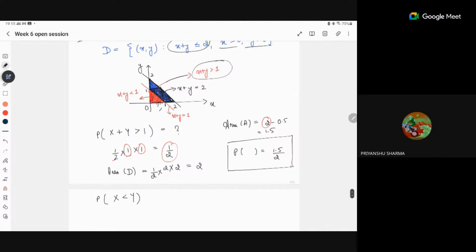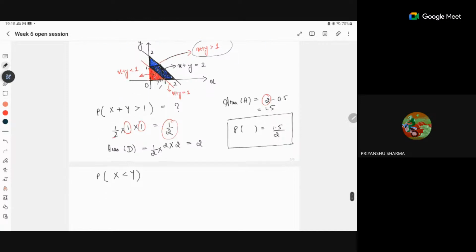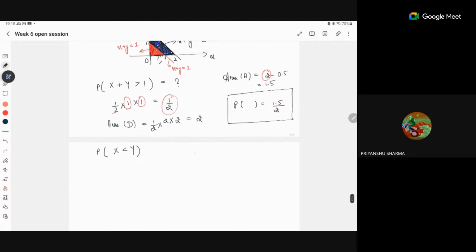Can you please draw the graph for this, x less than y? Okay, so first we have to draw the line y is equal to x. No, first is your D. So this is my D. Yes, assuming that we have already drawn the above.